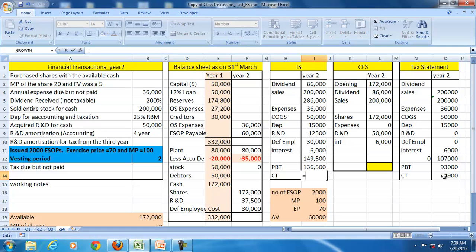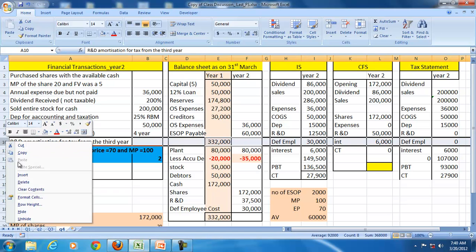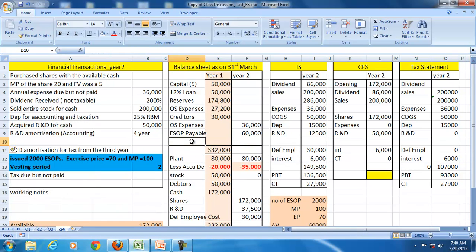So current tax is equal to 27,900, and it has been mentioned that we have not paid the tax, so current tax paid is equal to 0 in the cash flow. So there will be a liability called CT payable, and the CT payable here, 27,900 minus 0, is a tax payable.